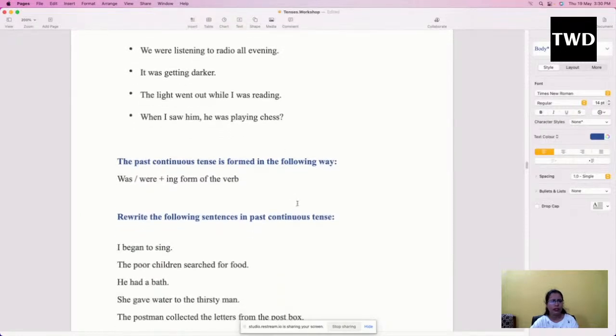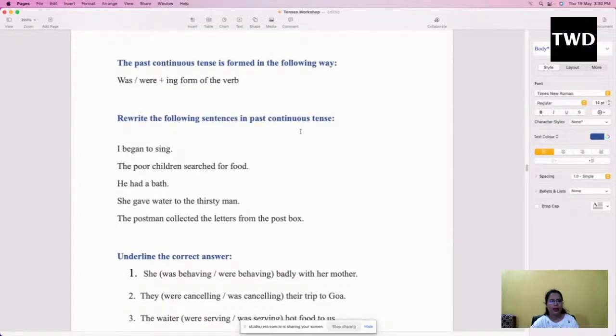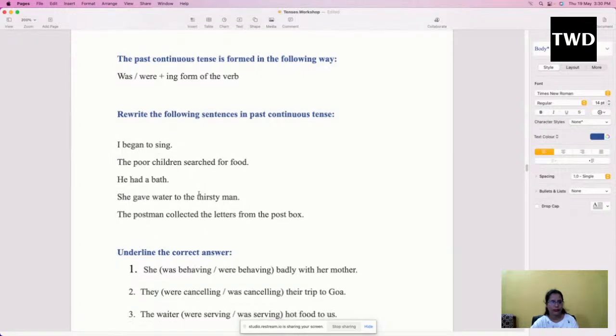So what is the structure? The past continuous tense is formed in the following way. Either you will use was and were depending on your subject plus ing form of the verb. So rewrite the following sentences in past continuous tense. I began to sing. So how can you change it? Just think about it and do all these questions.